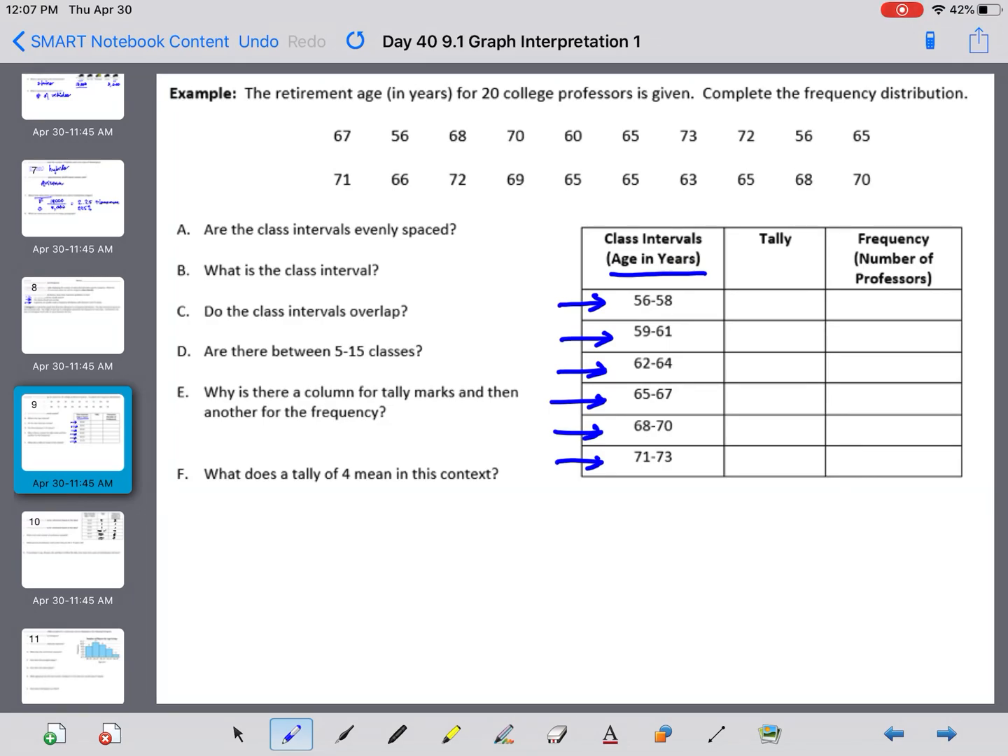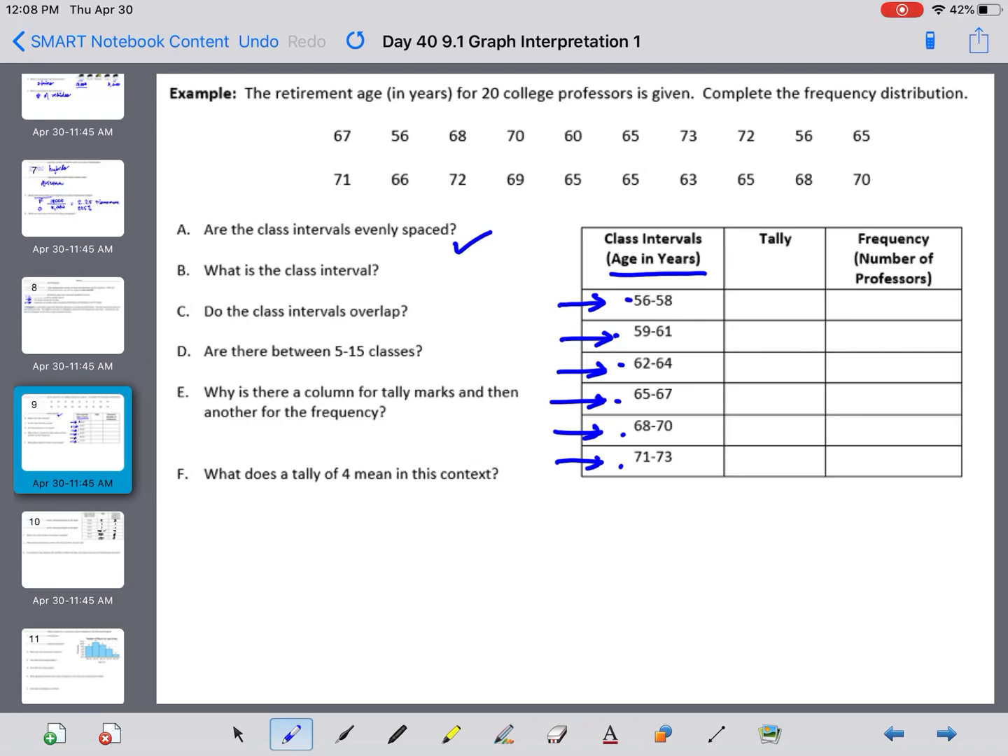The second thing that we talked about was the classes shouldn't overlap. So notice, if I'm working with an age of 59, I know exactly where to put 59. I know 59 would fall into this category right here. Meaning like this category up here wasn't 56 to 59 and this one 59 to 61, because then I wouldn't know where to put it. So there's no overlap with the categories. And then we have between 5 and 15 classes. Okay, so we have, looks like 1, 2, 3, 4, 5, 6 classes right here. So we're meeting that requirement as well.